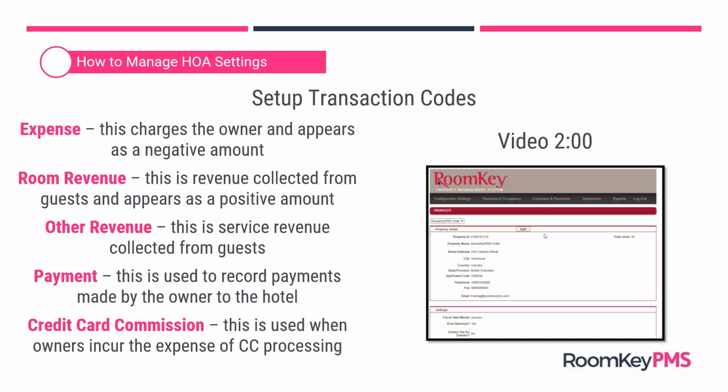Just a reminder that you'll want to create those required transaction codes like room revenue and payment, expense. You can have multiple types of expense codes like we saw in that video. It could be for maintenance or management fees, anything like that. So it is very likely that you'll have multiple types of expenses, and other revenue and credit card commission are optional depending on what type of services and charges you remit back to your owners.